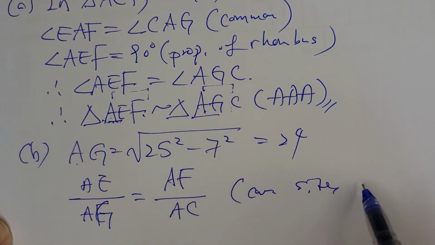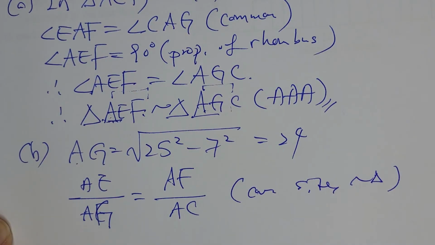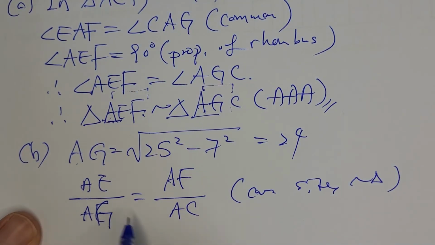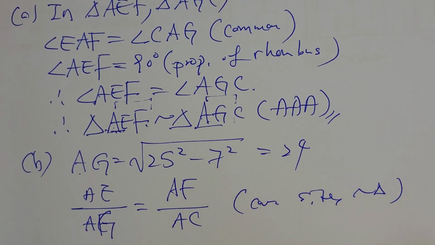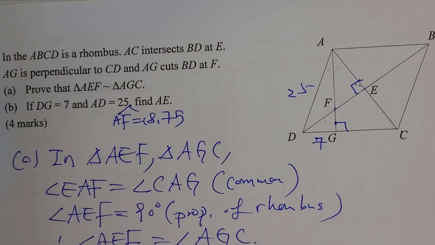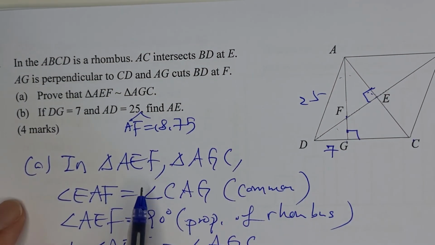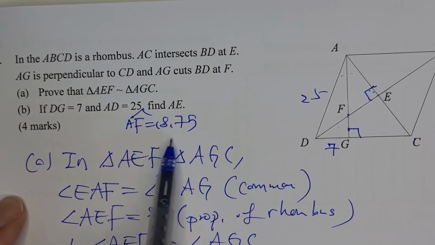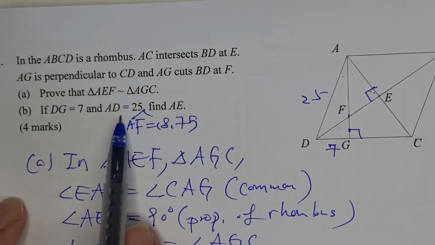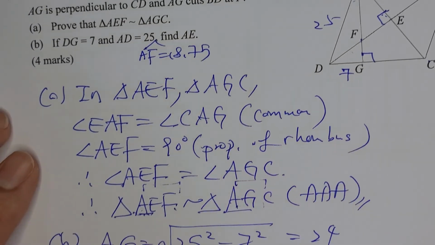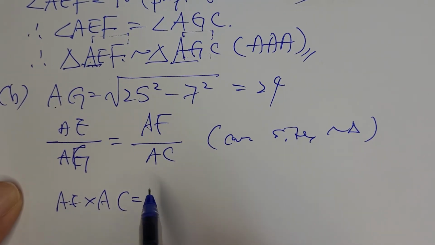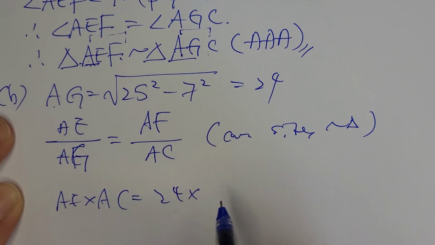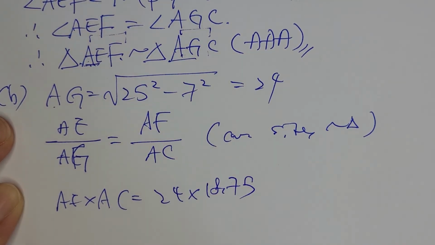Corresponding sides of similar triangles. Okay, so cross multiplication, and here I forgot to give one piece of information, that is, AF equals 18.75. Please add this condition. So AE times AC equals AG, that is 24, times AF, 18.75.